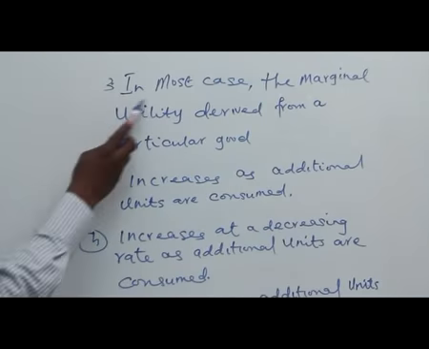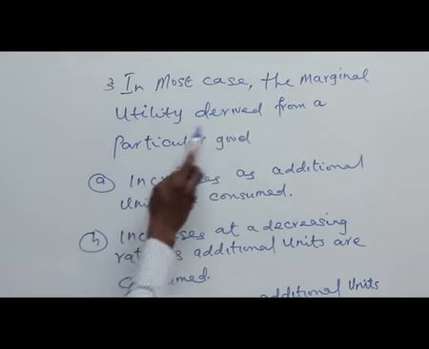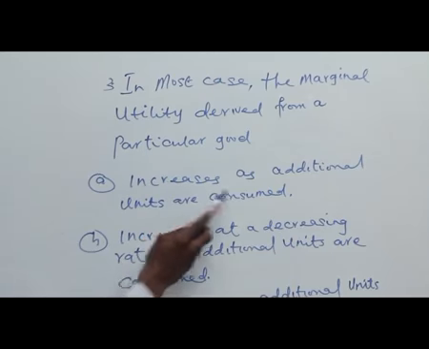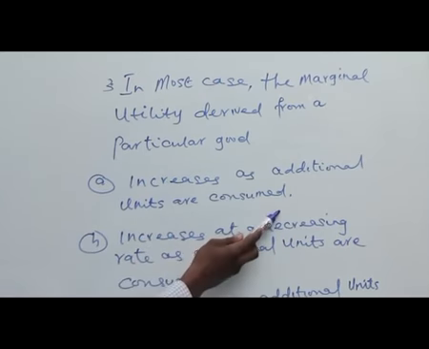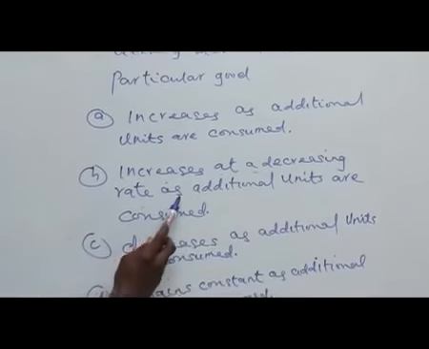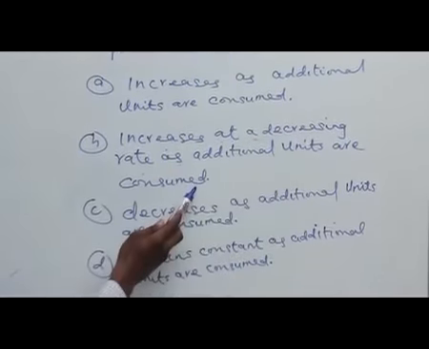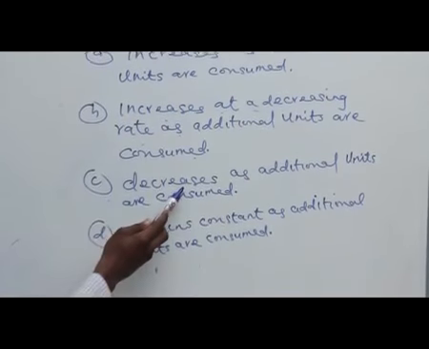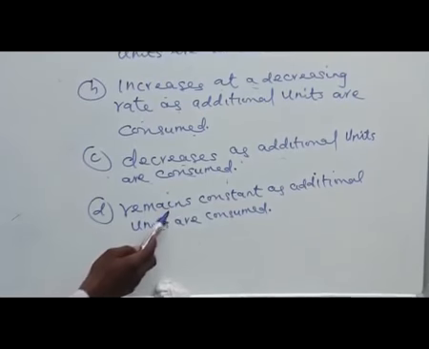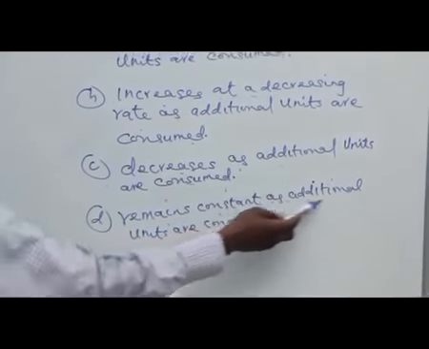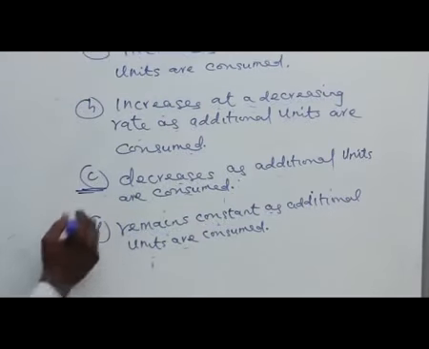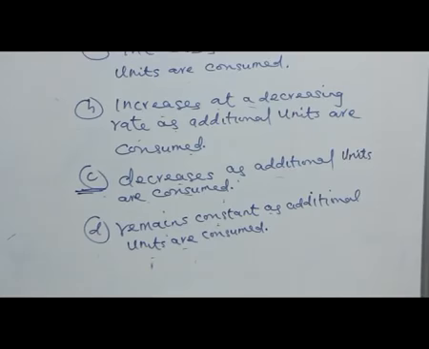Question 3. In most cases, the marginal utility derived from a particular good: A. Increases as additional units are consumed, B. Increases at a decreasing rate as additional units are consumed, C. Decreases as additional units are consumed, D. Remains constant as additional units are consumed. The right answer is C, decreases as additional units are consumed.